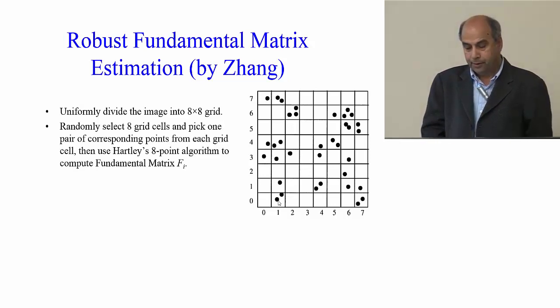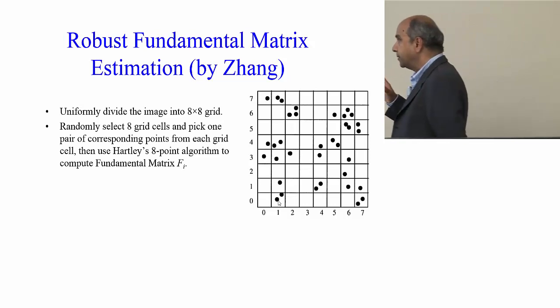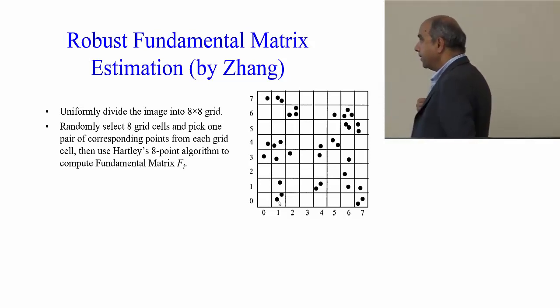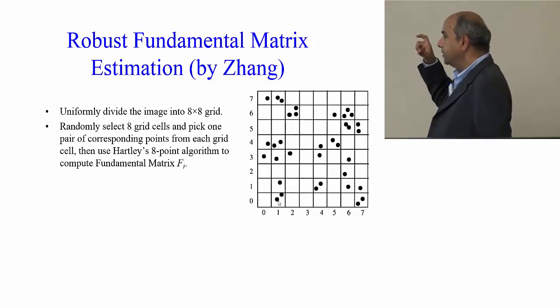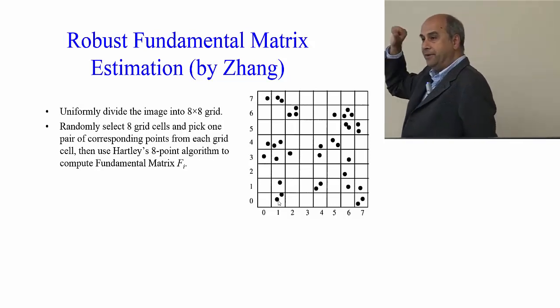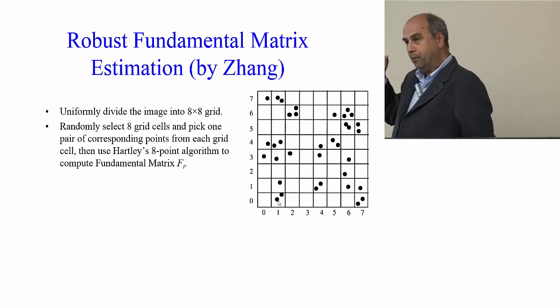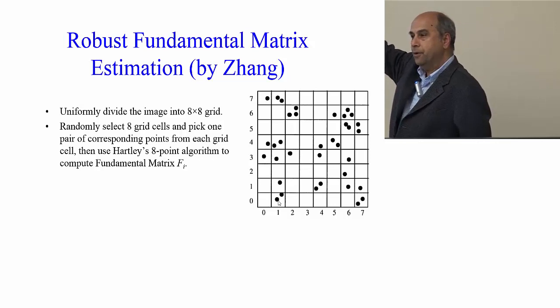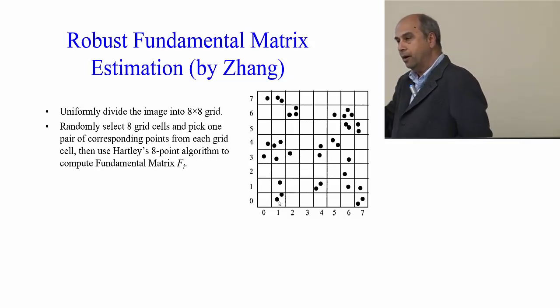What he will do is randomly select 8 corresponding points from the grid cells. There are 64 of those grid cells now. So you randomly select 8 cells, and from each you select 1 point, so that you are selecting points across the whole image, not arbitrarily selecting the upper half or lower half and so on.